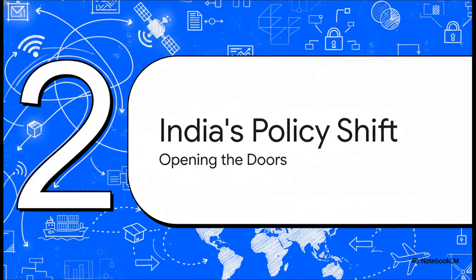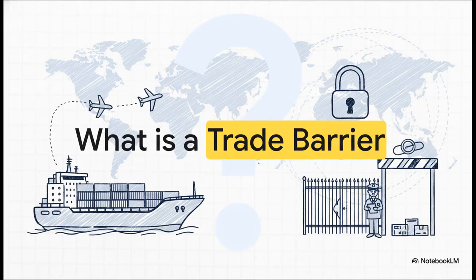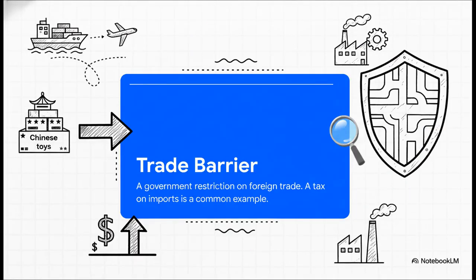But for goods to actually move freely, government policies also had to change. Let's consider a question to understand this better. What can a government do to control which goods enter its country? Well, this brings us to a key term you must remember, a trade barrier. It's basically a restriction, like a tax on imported Chinese toys, for example. It's used to regulate foreign trade and, very often, to protect the local producers.